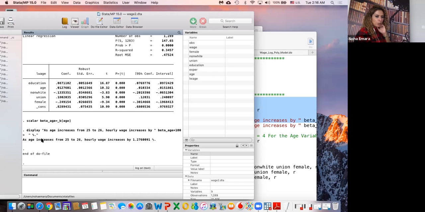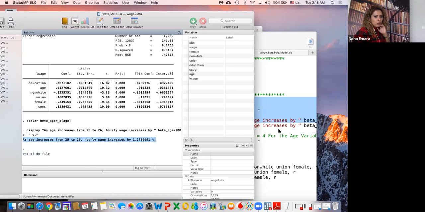But to have a nicer presentation of your results and the question in a midterm or in a homework, I might ask you to extract the coefficient, right? So if I'm asking you, then you basically extract it and you will get a nice sentence, right? As age increases from 25 to 26, average hourly wage increases by this number, and you add the percentage symbol, and that's it.